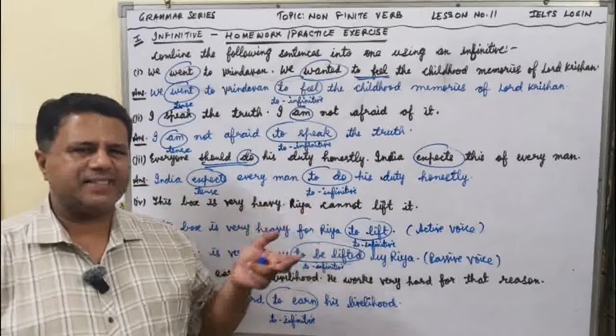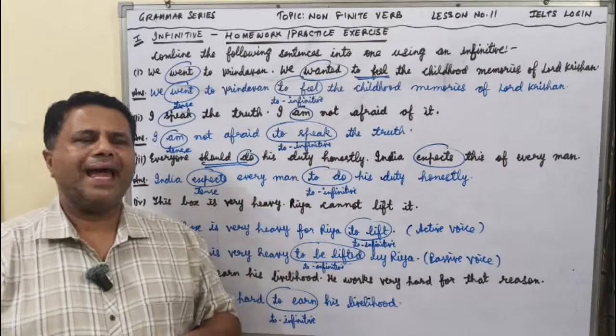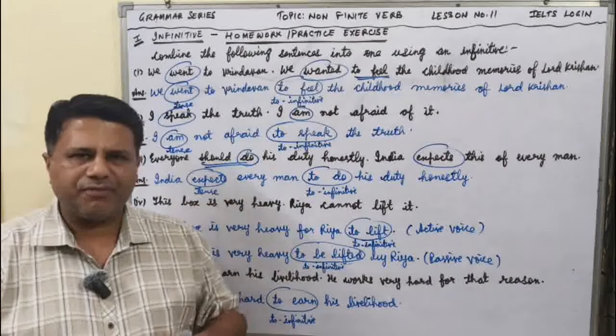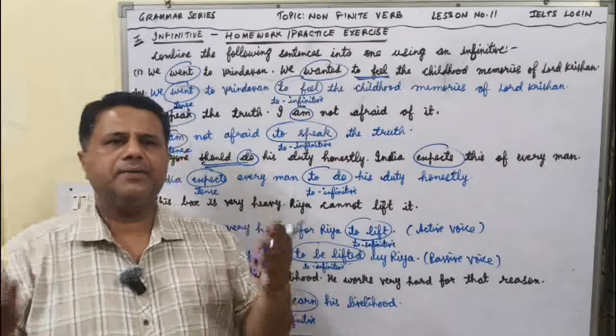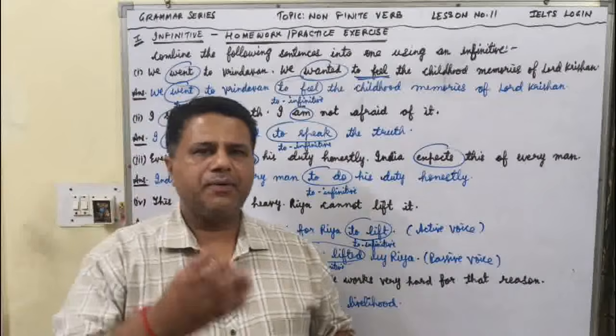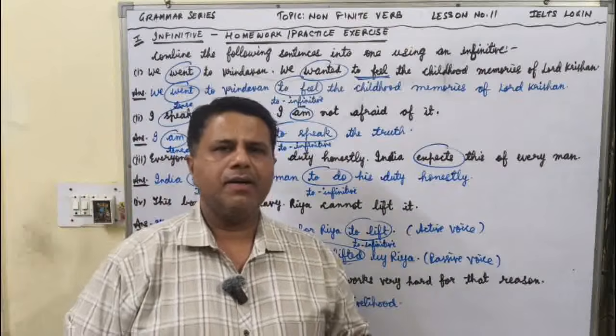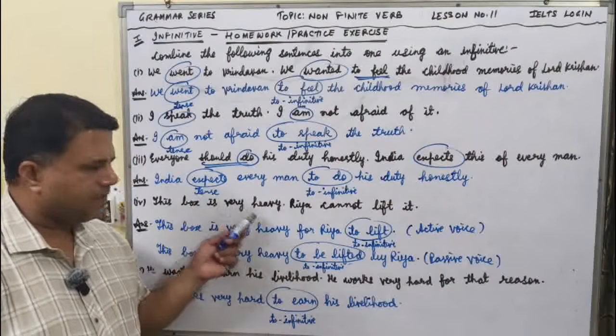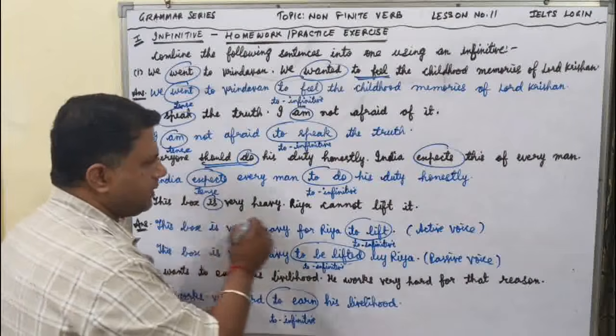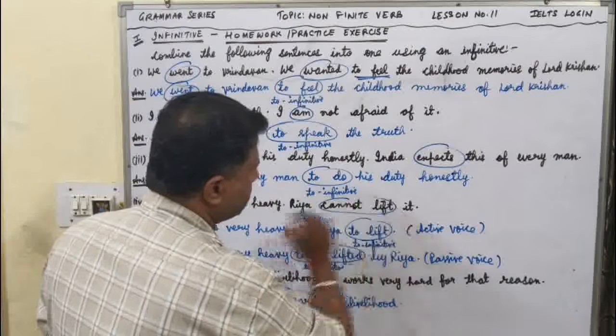Students, this sentence can be joined in active form also, in passive form also. If you put subject in the beginning, then you can have active sentence. If you take subject at the end, you can have passive sentence. So both the possibilities are there. This box is very heavy. Is tense element. Cannot lift is there.